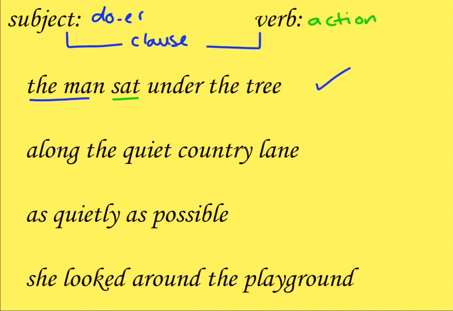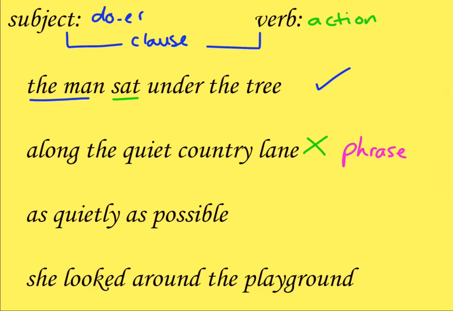Now the second group of words. Along the quiet country lane. I'm going to start by looking for a verb. Well, country lane is a noun, not an action. Quiet is an adjective. The is a determiner. Along is a preposition. So there are no actions here. Because there's no action in it, it cannot have a subject either. If there's nothing going on, there's nobody doing the going on either. So this is not a clause. It is, however, what we might call a phrase. A group of words together.